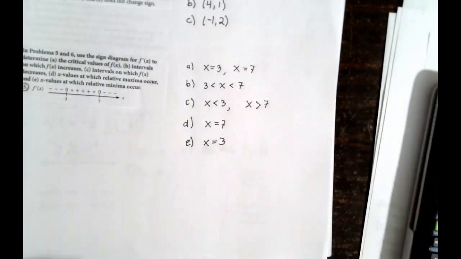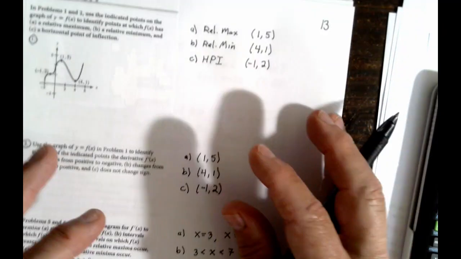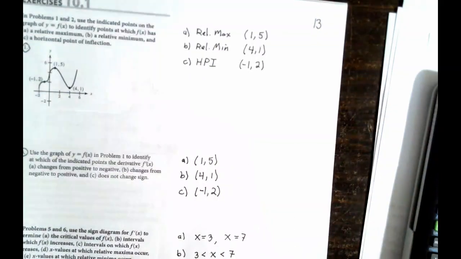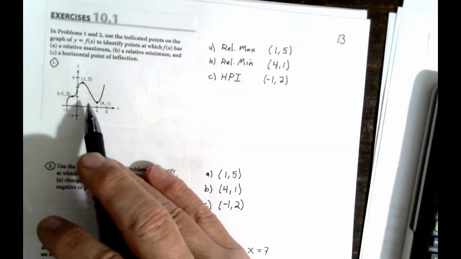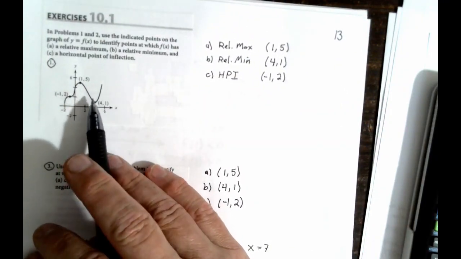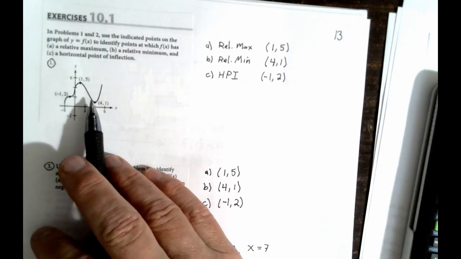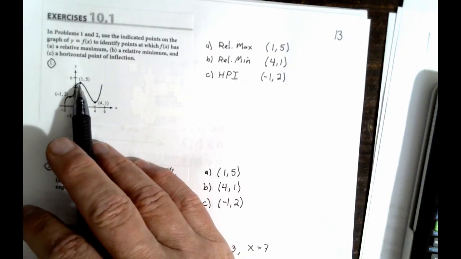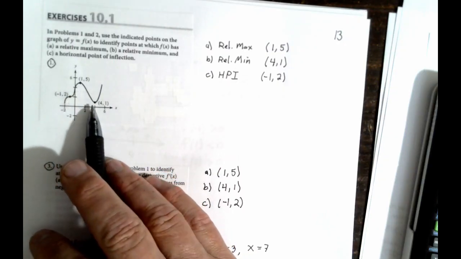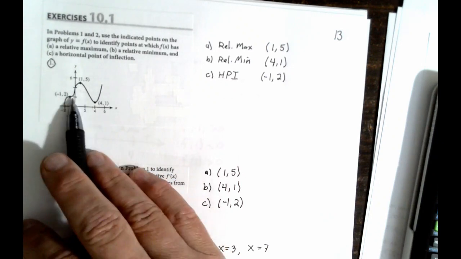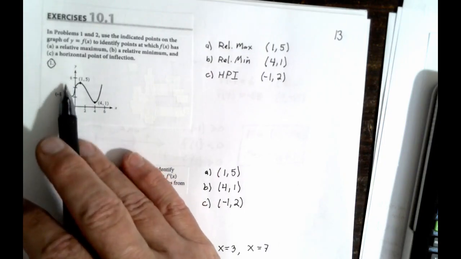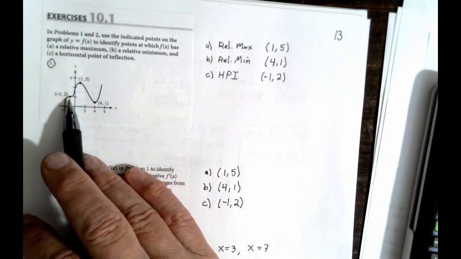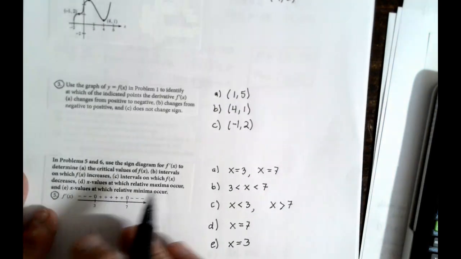Now let's look at the questions that are similar to the WebAssign that you'll be looking at. Question 1 says look at the graph and identify the relative max, relative min, and horizontal points of inflection. Well, the relative max is right there at 1.5. The relative min is right there at 4.1. And a point of inflection is where it's continually increasing or continually decreasing. This one's a horizontal point of inflection here at -1.2.